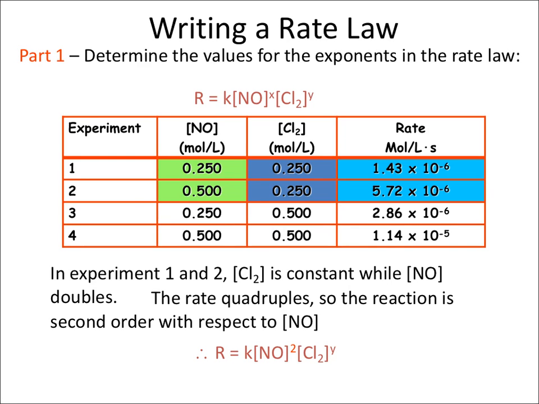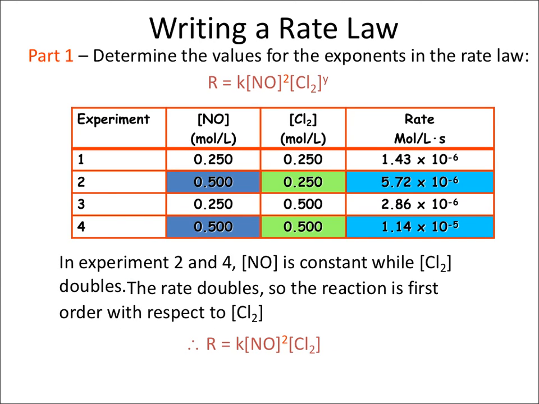Okay, in this particular example, we're going to look at first experiments 1 and 2. In experiments 1 and 2, we're doubling the concentration of the nitrogen monoxide while maintaining control of the concentration of chlorine. So when we look at how the rate changes in response to the change in concentration of the nitrogen monoxide, when the concentration of the nitrogen monoxide was doubled, the rate of the reaction was multiplied by 4. So that means, based on our prior pattern, that the order of the reaction with respect to the nitrogen monoxide is second order. So we have part of our rate law written in now.